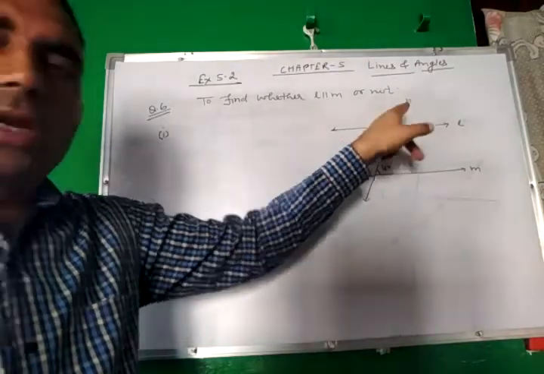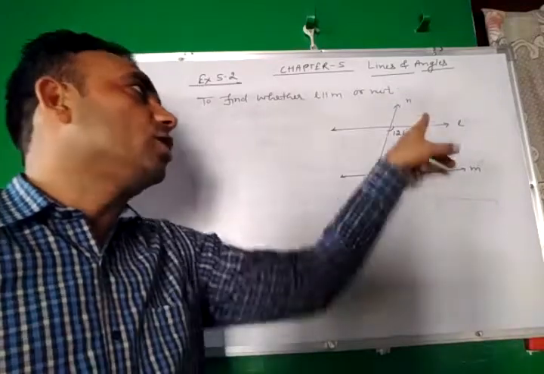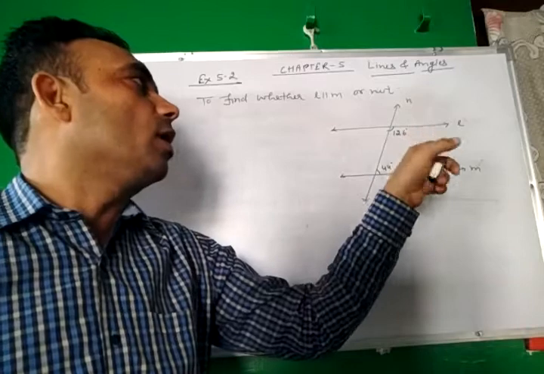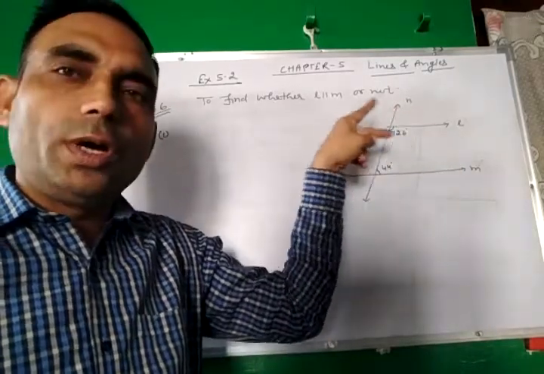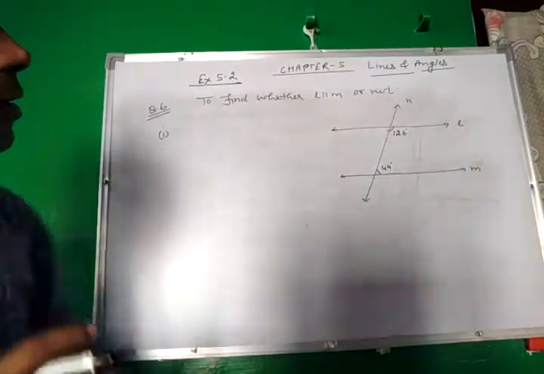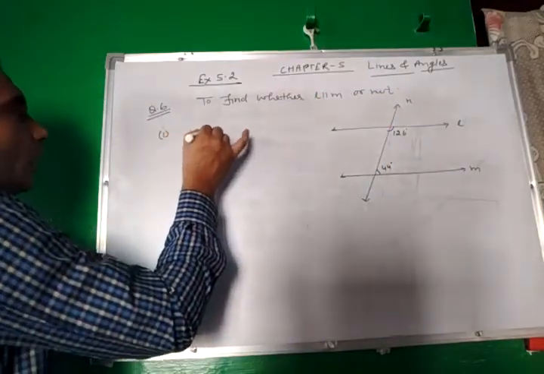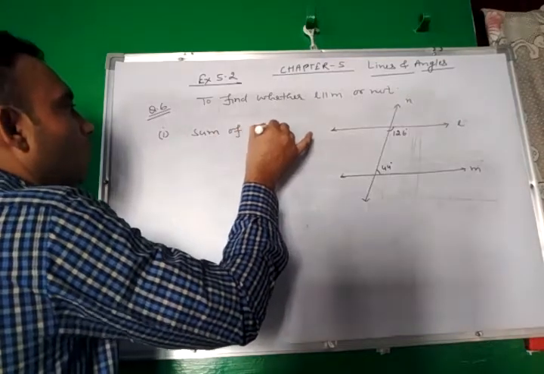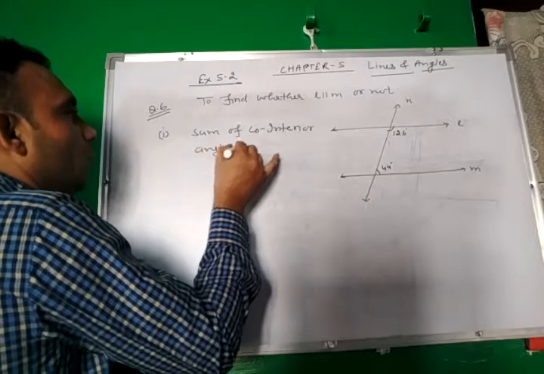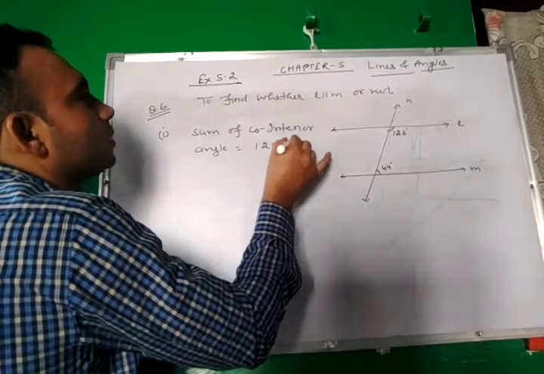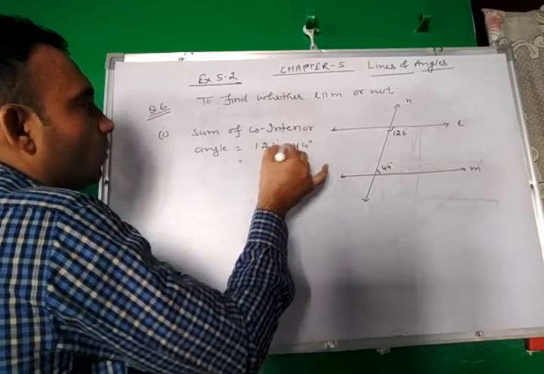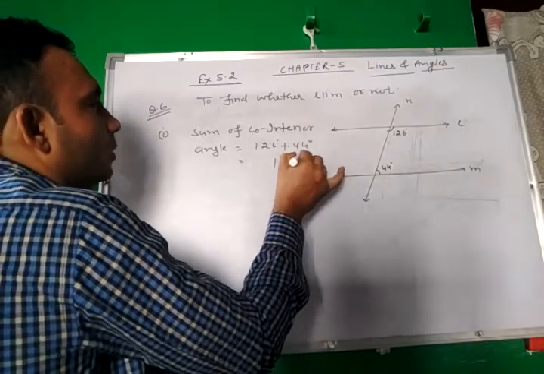These are co-interior angles. And we know that if two lines are parallel, then the sum of the co-interior angles is 180. The reverse of the property, the converse: if the sum of the co-interior angles is 180, then the lines will be parallel. Now we will check the sum of the co-interior angles. 126 plus 44 is 170 degrees.